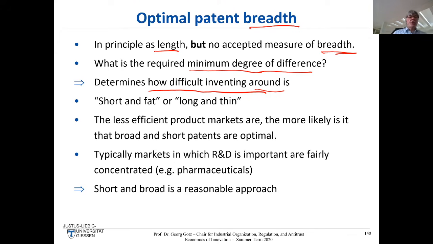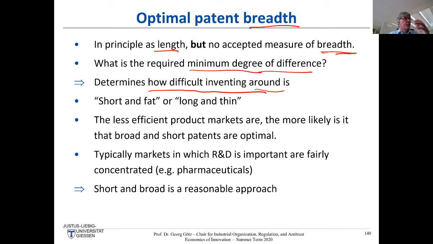And the question in the literature is whether you should have short and fat, or short and broad, patents or long and thin patents. If you think in terms of books, each book gets awarded an almost infinitely long copyright of 75 years, which is close to infinity, I think. It's not a patent, it's a copyright, but just for the sake of the example. It's very long, but very thin: it only covers the specific text.